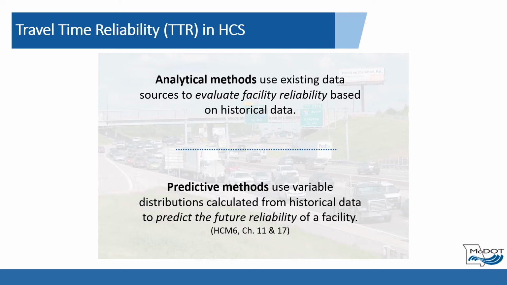Dedicated chapters for both freeway reliability and urban street reliability, chapters 11 and 17 respectively, provide a methodology to implement predictive TTR analysis as an extension of existing freeway facility and signalized corridor analysis methodology. HCS 7 implemented the new methods via new modules, facility reliability and streets reliability, that use freeway facility and streets as a base model to be analyzed for reliability.